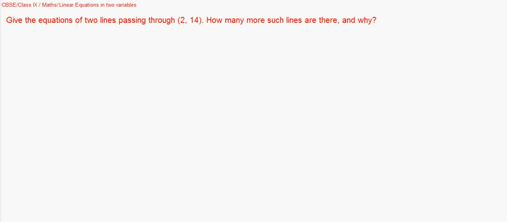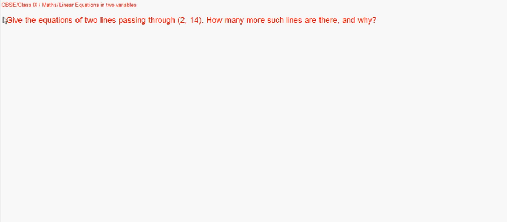Hello. We will now be taking up a few word problems, or a few questions, on linear equations in two variables. The first one I've already written on the board. It reads, give the equations of two lines passing through (2, 14). How many more such lines are there and why?